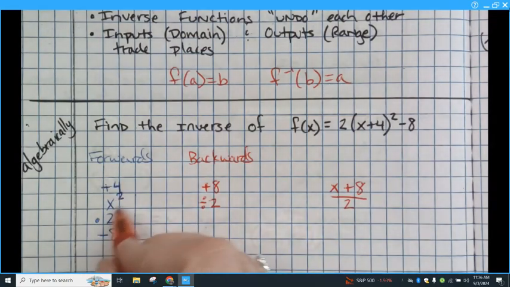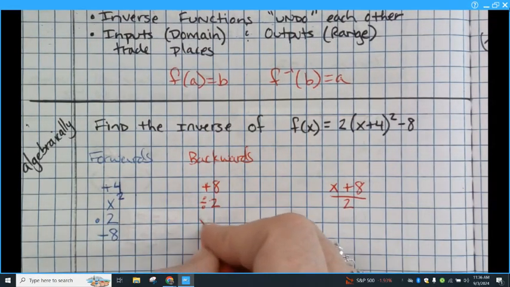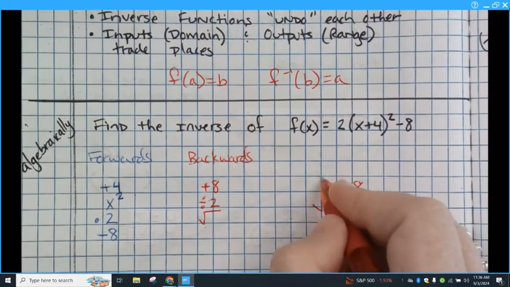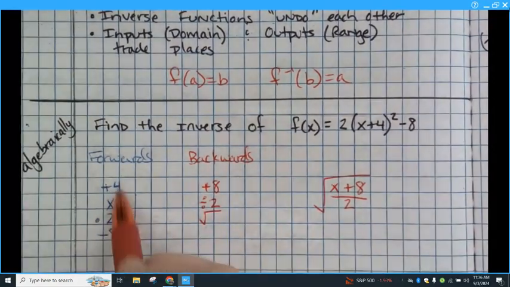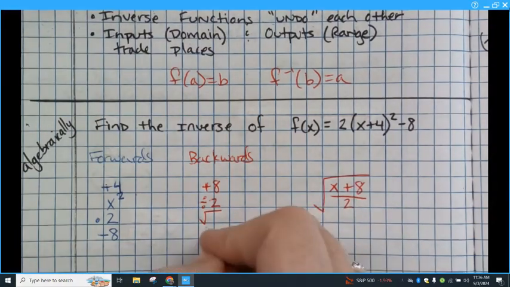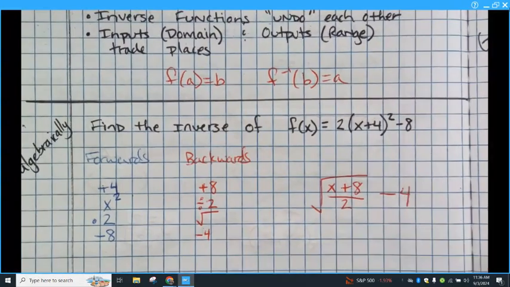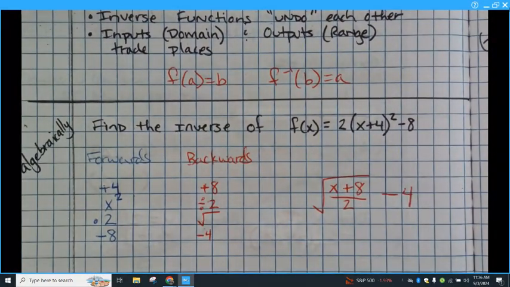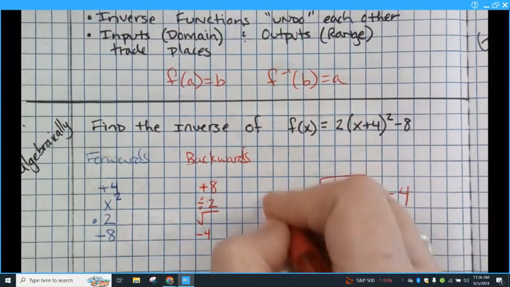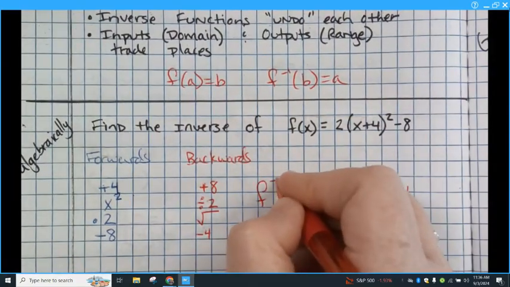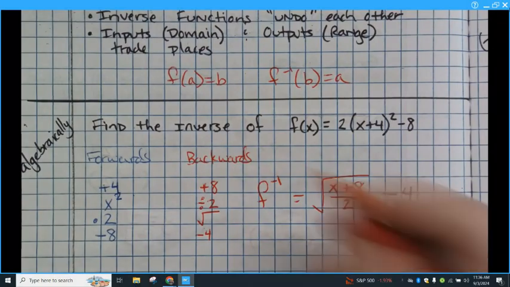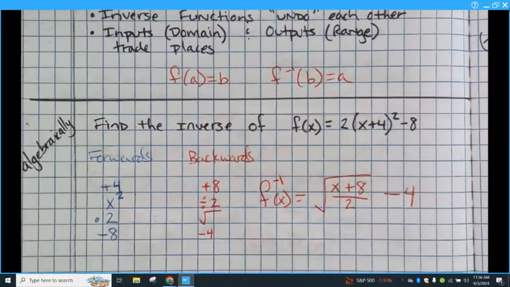And then the undoing of squaring would be to square root. So we're going to square root that. And the undoing of adding 4 is subtracting 4. So we're going to undo that. So minus 4. And now all we have to do is use function notation to name it. So it's f. Our notation is with the -1 of x. That implies that it is the inverse.